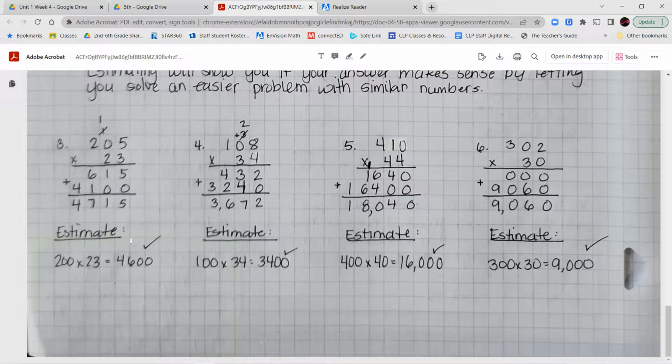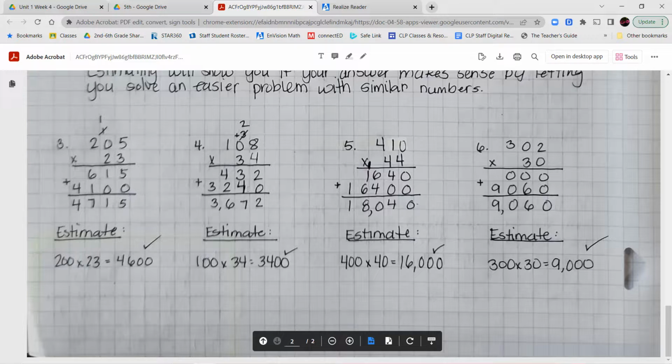For number 4, I have 108 times 34. For my estimate, I did 100 times 34. That gave me 3,400. And then when I started my standard algorithm, I did 4 times 8, which gave me 32. So I recorded my 2 and carried my 3. Then 4 times 0 was 0. 0 plus 3 more gave me the 3 that I recorded here. And then 4 times 1 is 4.